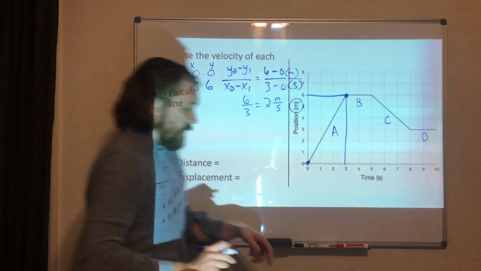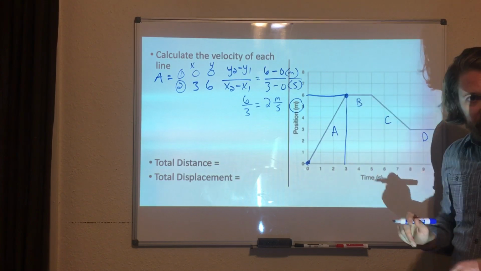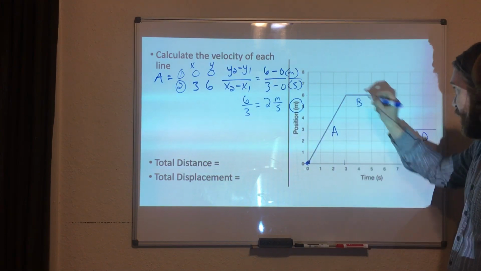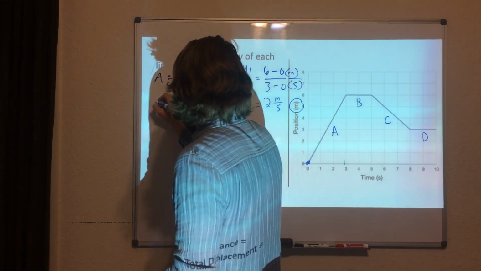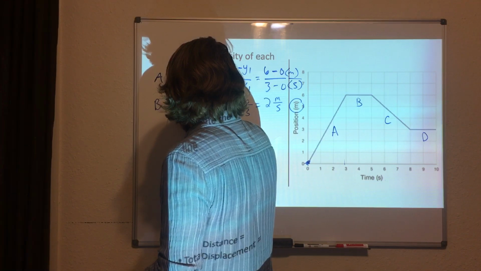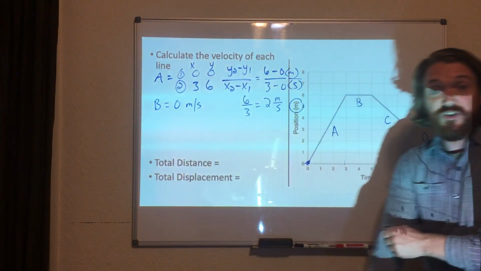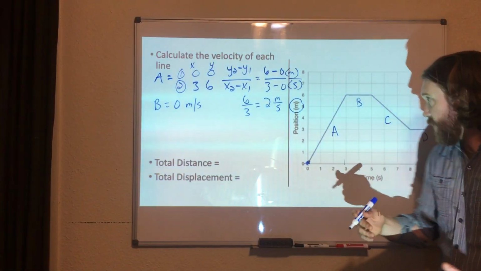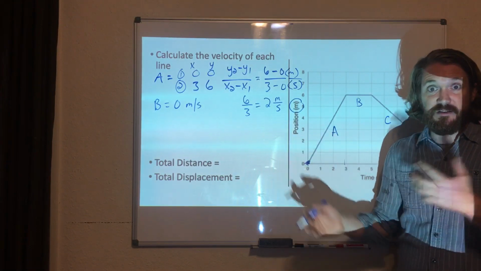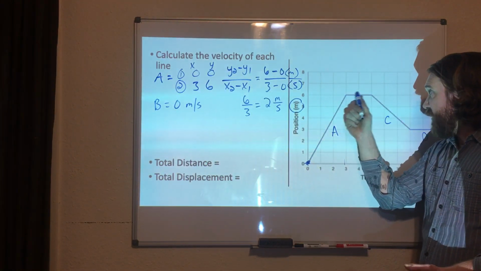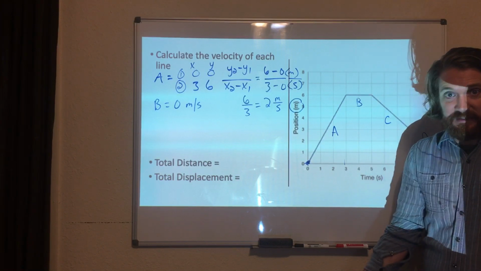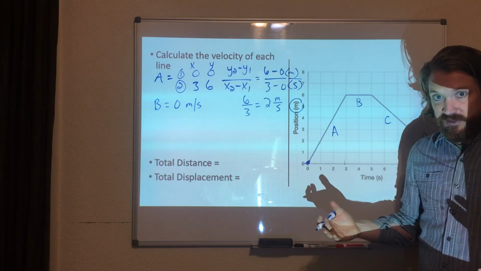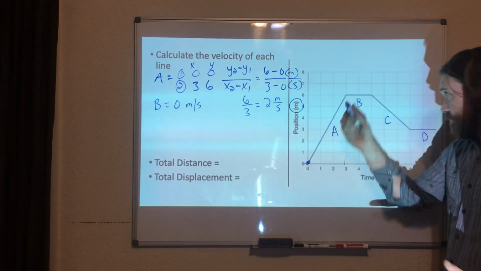Now line B, I don't need to calculate. Why not? Because it's flat, and I know that all flat lines have a slope of 0. So if the slope is 0, I know the velocity is 0. Remember, velocity is speed that's positive or negative. If my position doesn't change, if I'm standing still, I'm not moving forwards, I'm not moving backwards, my speed is 0, my velocity is 0.